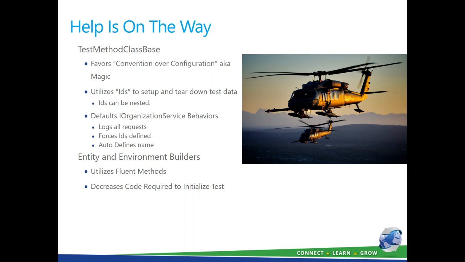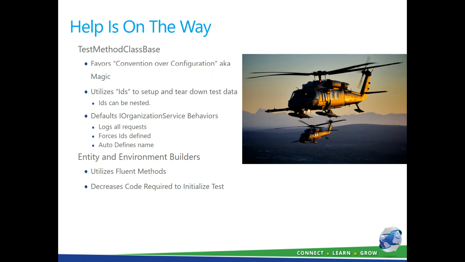The test method class utilizes the IDs class. An ID class is just a simple way of being able to convert from an entity to an entity reference to a GUID to the logical name of an entity. It has a whole bunch of implicit operators, and depending on what you're asking for, it'll just give you what you want without having to go through and figure it out. So it makes it a lot simpler to write. But these IDs are also what's used to clean up the test data.